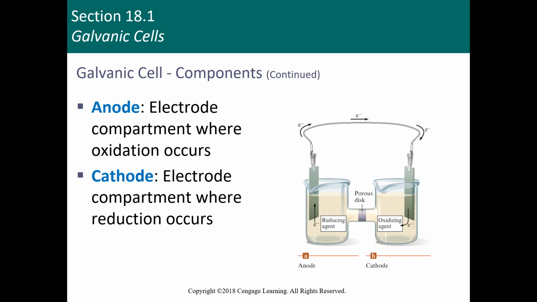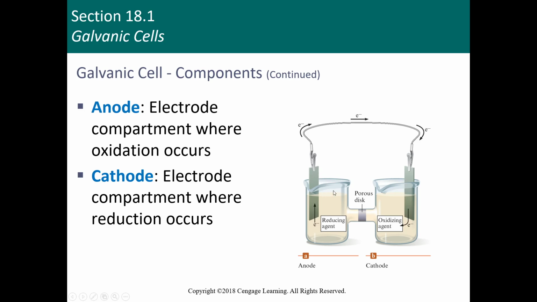Okay, so in all galvanic cells, all of them have an anode and a cathode. Yes, those are those positive and negative symbols on your battery. So the anode is going to be the electrode compartment where oxidation occurs. This right here is your anode. Right here, I'm sorry. I wasn't looking down there when I moved my cursor. So your cathode is going to be the electrode compartment where the reduction occurs. And so right here's your cathode.